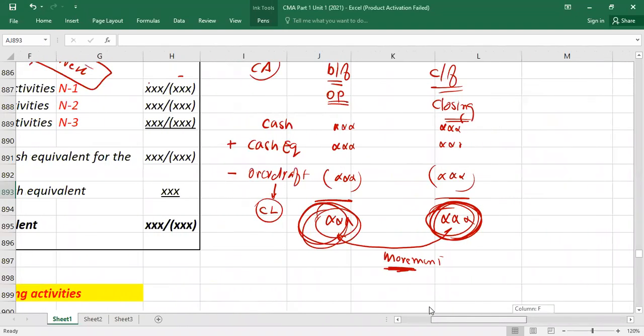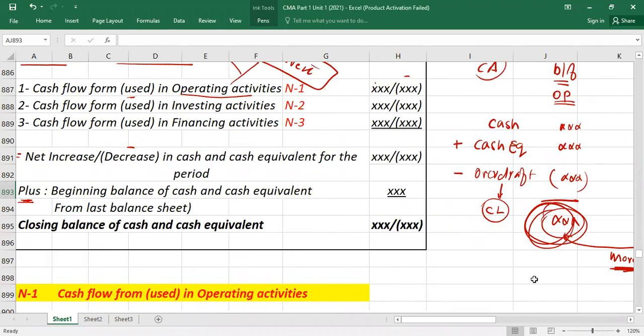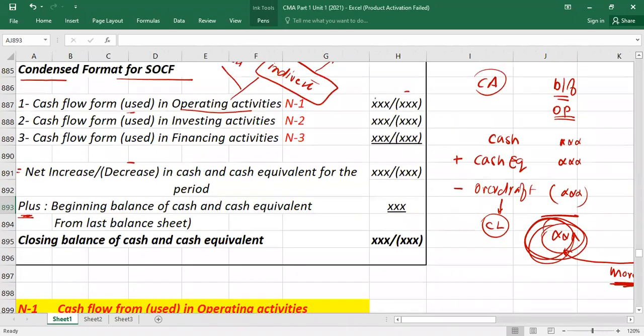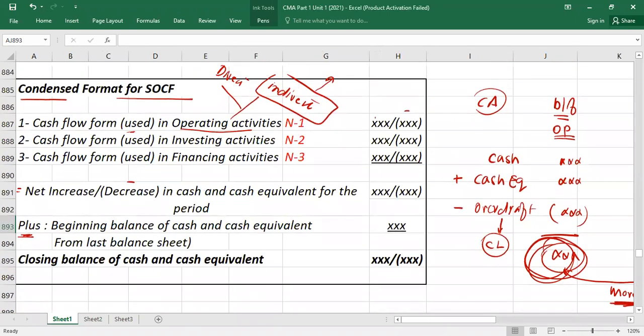Now, guys, I'm going to work with the first item, which is what? Cash flow from or used in which activities? Operating activities, right? And we are using which method? Indirect method. Clear? So here we go. First, we are going to discuss the indirect method.